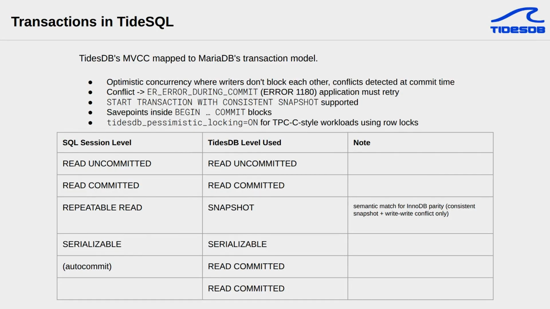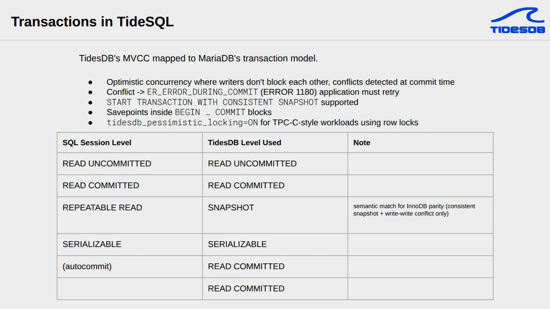So transactions in TidesSQL, we map to MariaDB's transaction model pretty much. But one thing to note is TidesDB is highly optimistic. So at the MariaDB level, if you're going to have a lot of TPCC style workloads, it's good to use pessimistic locking, which you can set, which essentially enables row locking, which TidesDB doesn't have at the library level, but you can enable at the plugin level, which uses a sort of lock table.